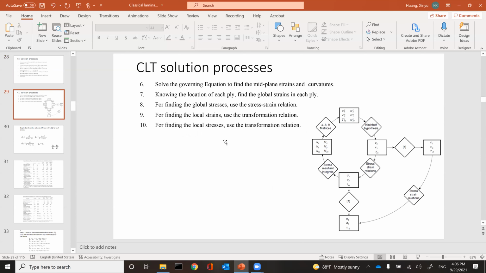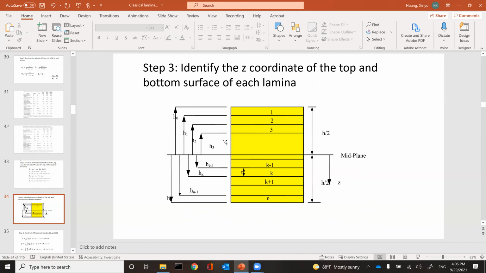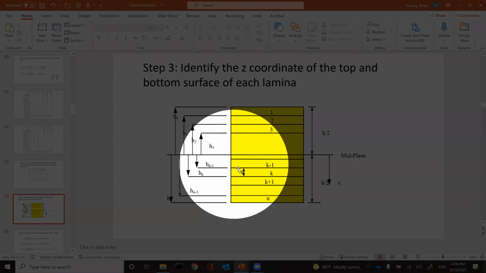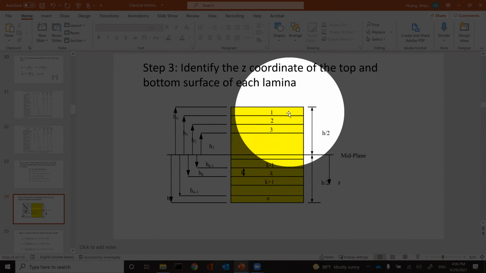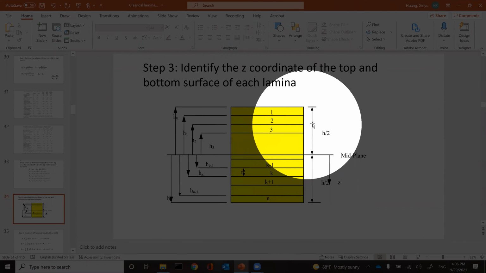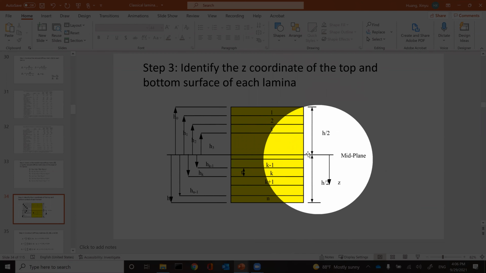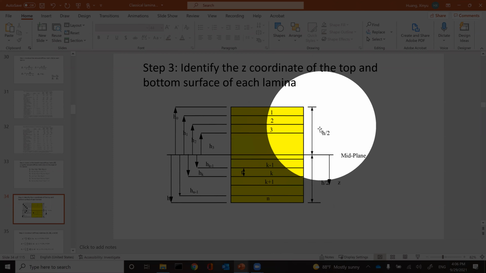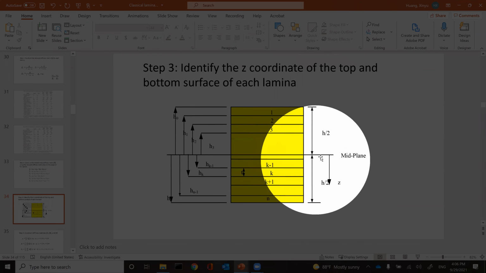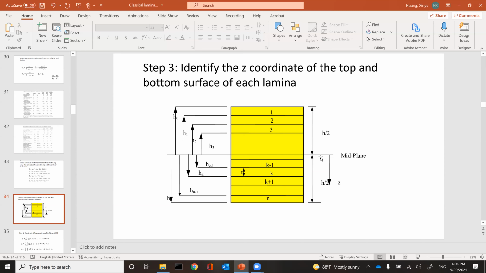So basically, this diagram is a rough idea of how you do it. Let's say you have n plies. You sum all the thickness, you know the total thickness, that will be h in this case. And then you locate your midplane, half h from top, half h from bottom, right? That's your z equals 0.